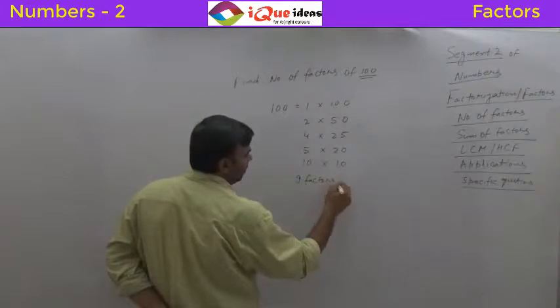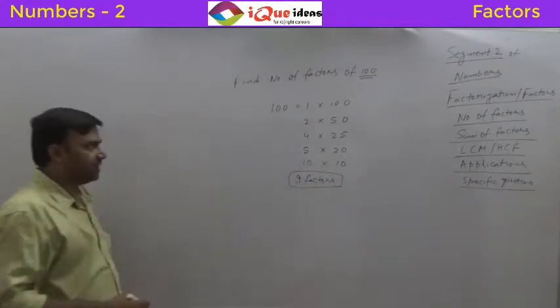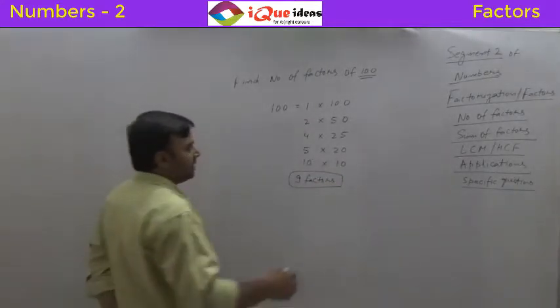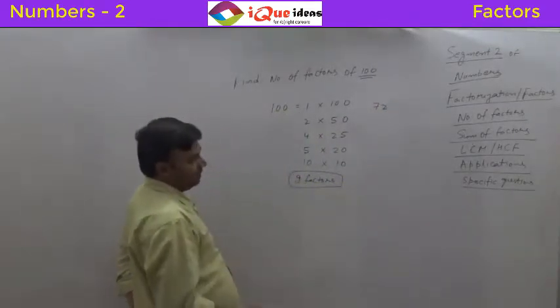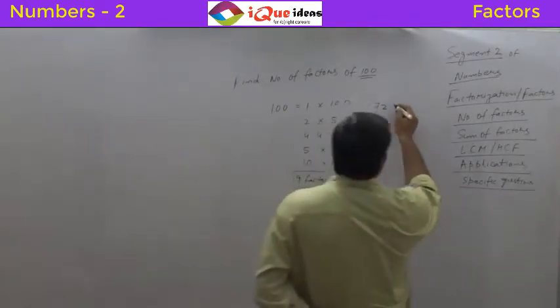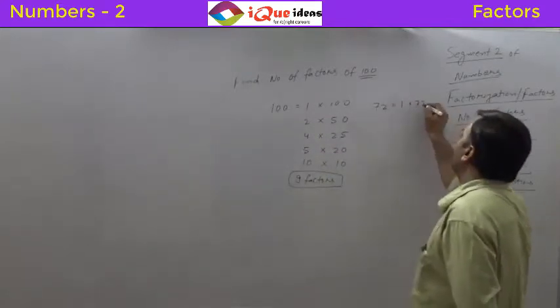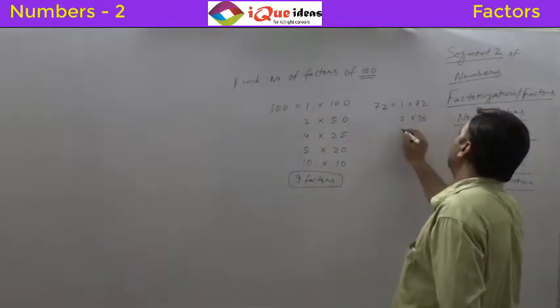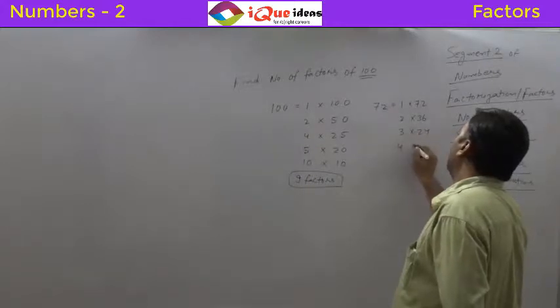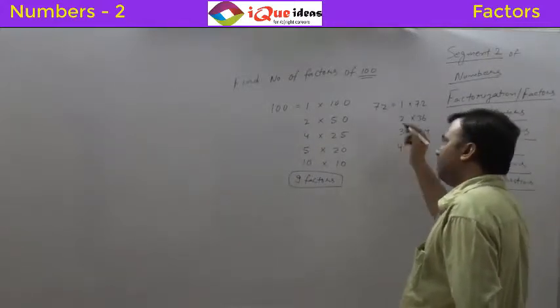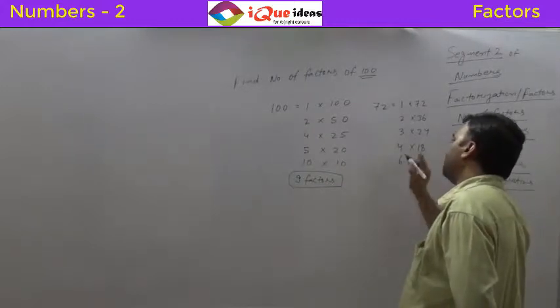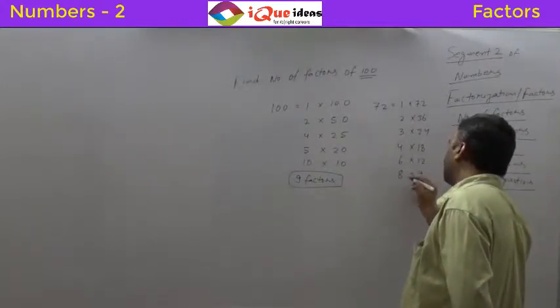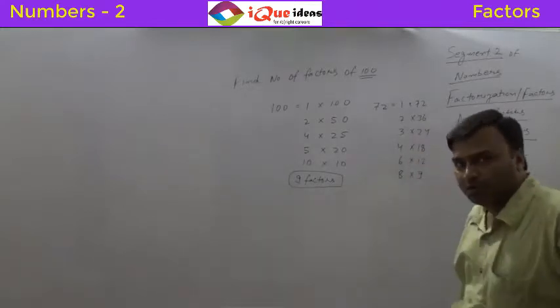Now 100 is a very small number, so we could actually count the actual possible factors. Let's take another example, 72. If you count the number of factors of 72, we can take them as 1 into 72, 2 into 36, 3 into 24, 4 into 18, 5 will not be a factor of 72, 6 into 12, 7 will not be a factor, 8 into 9. After this it will repeat, so you don't need to go further.